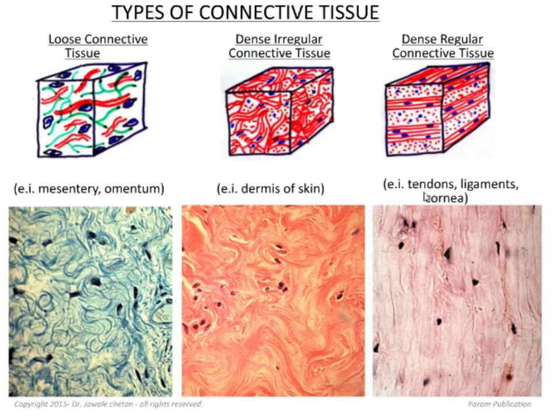The examples are given here. Dense regular connective tissue examples are tendons, ligaments, and cornea. In the case of dense irregular connective tissue, an example is the dermis of skin. And for loose connective tissue, you can see examples in the mesentery and omentum. The mesentery is a thin membranous structure present between two organs in our abdominal and thoracic cavity.